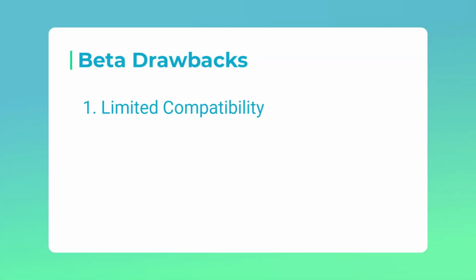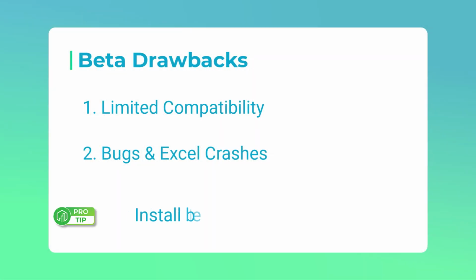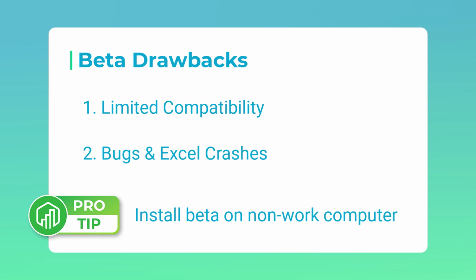And the other drawback with beta is that the new features can be unstable and cause Excel to crash or just not function as expected. It doesn't happen very often in my experience, but you might not want to use it as your daily driver when you're trying to get your work done to meet deadlines. I'd recommend installing beta on a home computer or a laptop that you don't use for work.